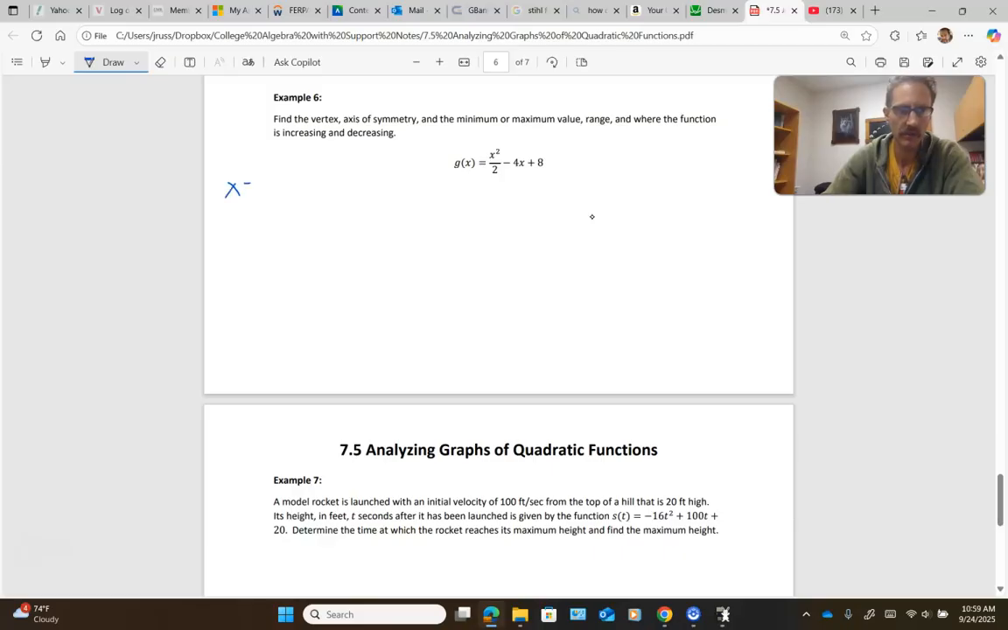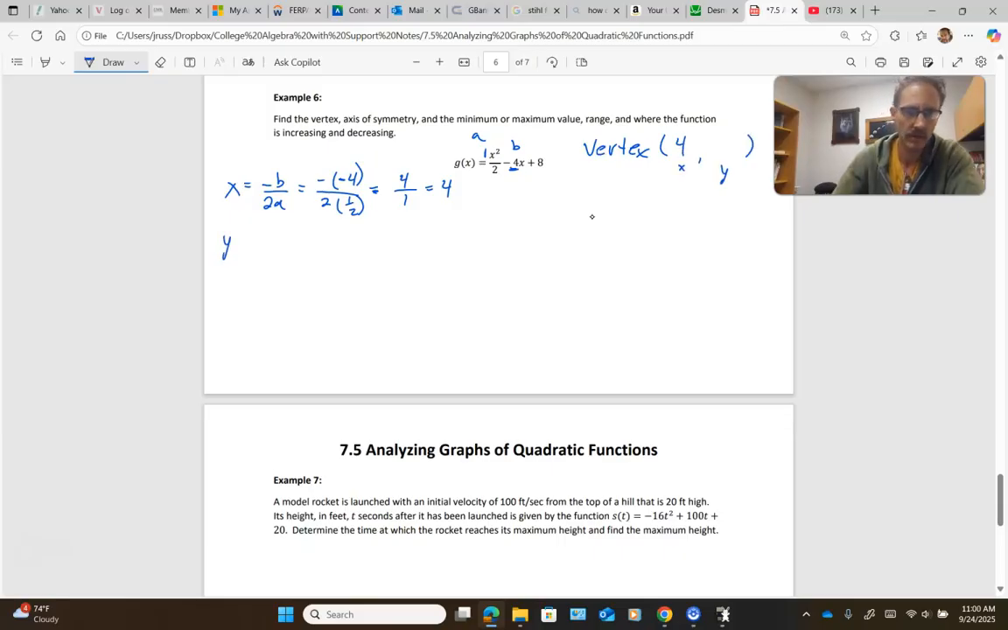I'm going to go ahead and try to find the x-coordinate of my vertex. It'll be negative b over 2a. So negative b here is a negative 4. So negative 4 again over 2 times a. Now a here is actually a fraction. It's 1 over 2. Okay, so it's 1/2. Well, a negative 4 is a positive 4. 2 times a half is 1. And 4 divided by 1 is 4. Okay. That'll be the x-coordinate of our vertex.